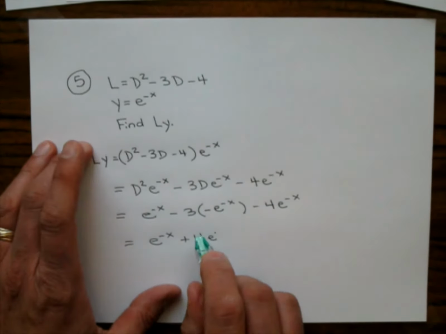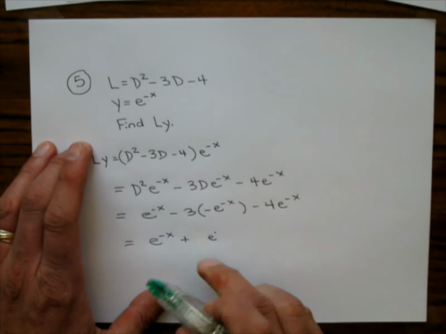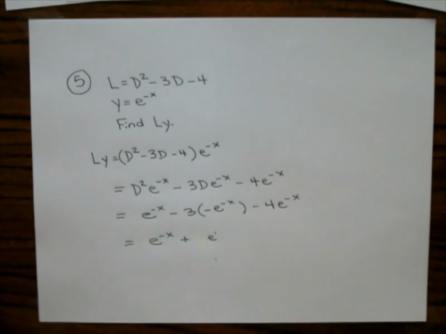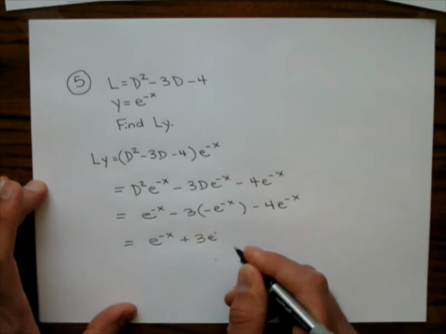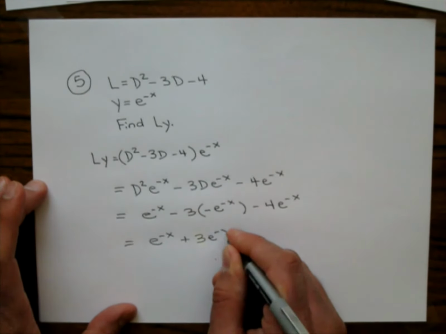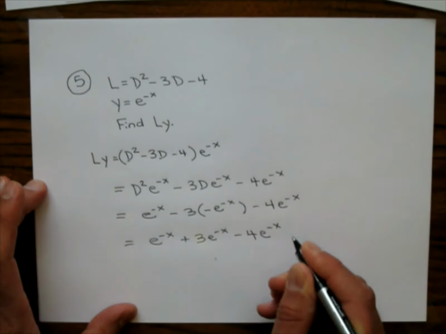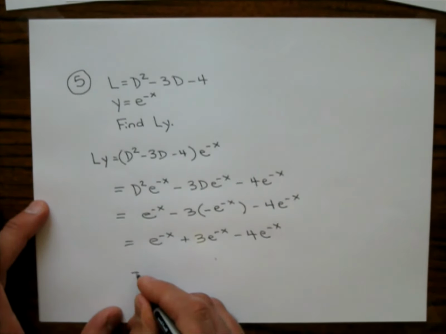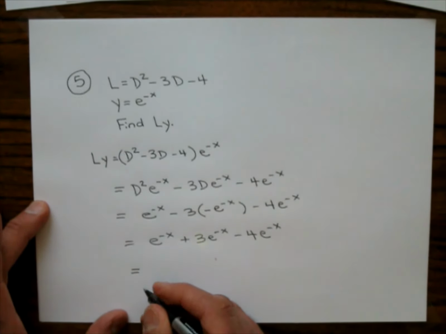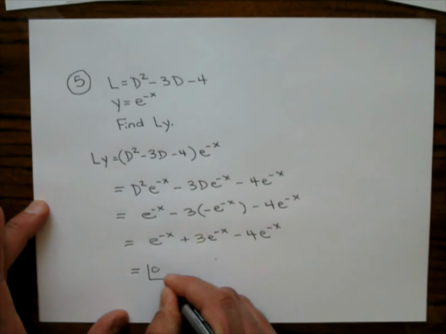So this is e to the negative x plus 4e to the, that's not 4. Let's see if we can get this. It's been a while since I used this. Look at that. Plus 3e to the negative x, and then minus 4e to the negative x. And look what happens here. What we end up getting for our answer is 0.